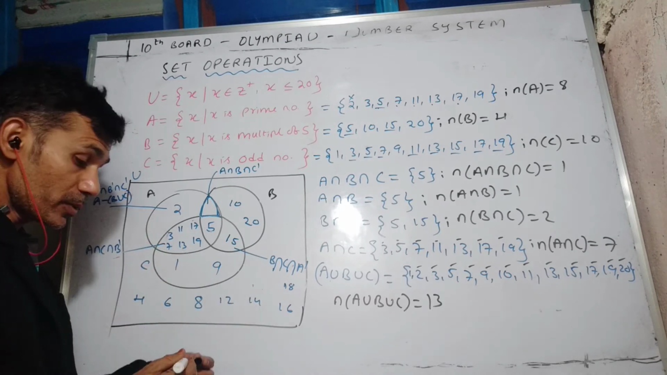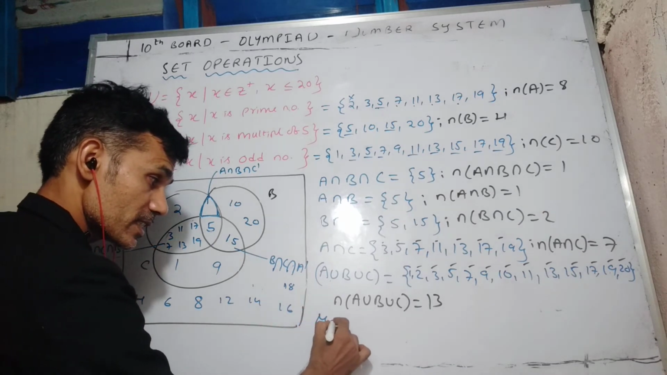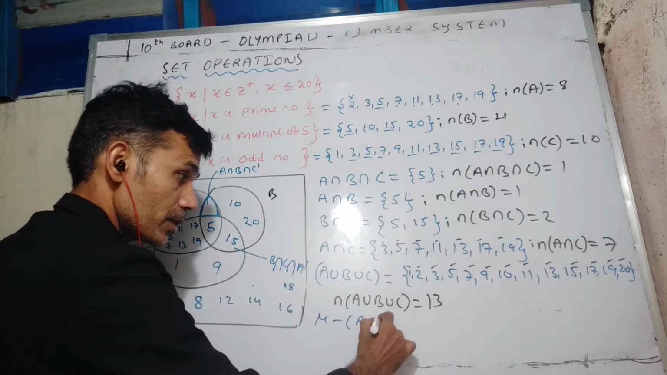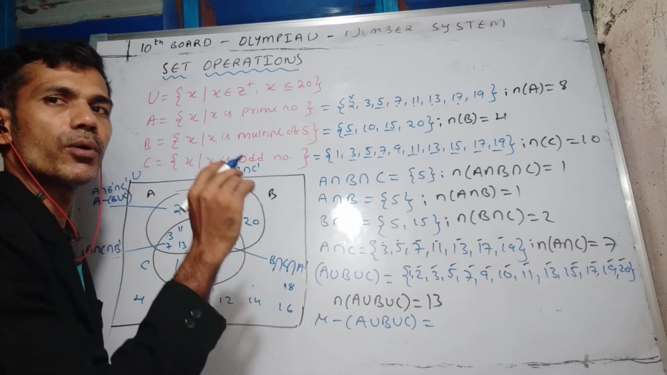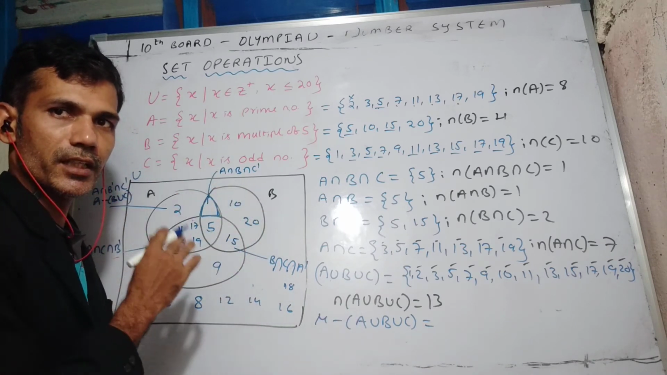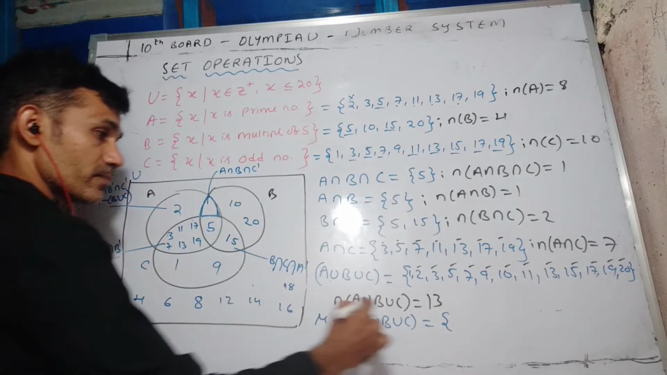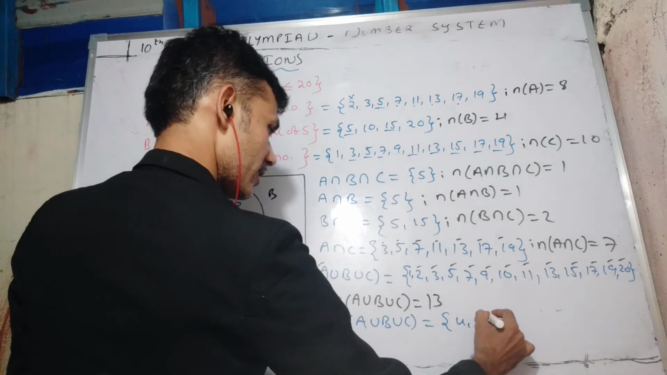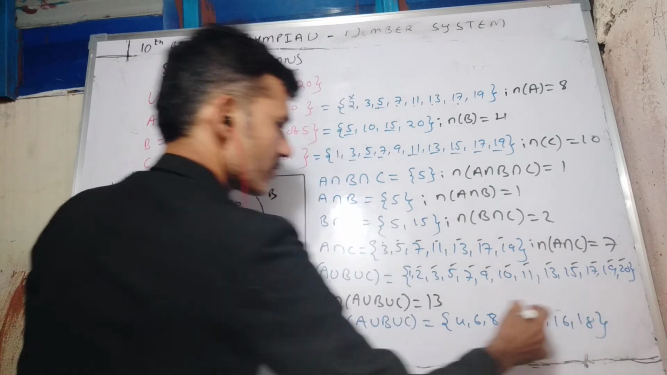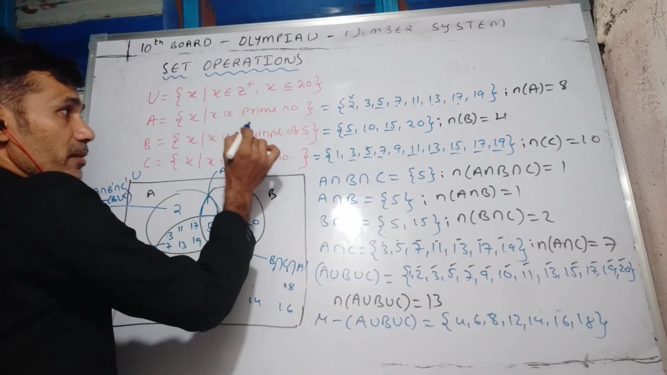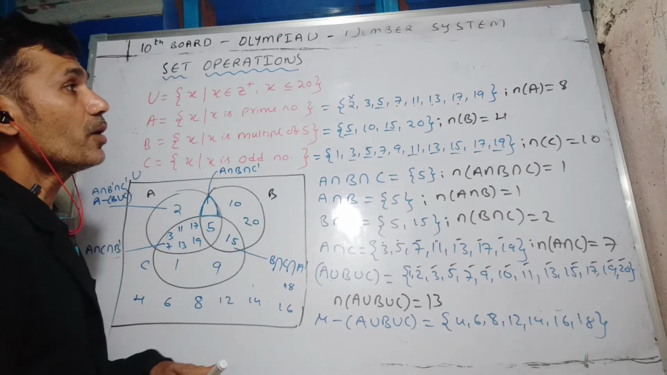How can we say that these 7 elements? What about this? They are in the universal set but not in A union B union C. You can tell A union B union C whole complement. Okay, neither in A nor in B nor in C. Those 7 elements are there. See, 4, 6, 8, 12, 14, 16, 18. These numbers are neither prime nor multiples of 5 nor odd numbers.